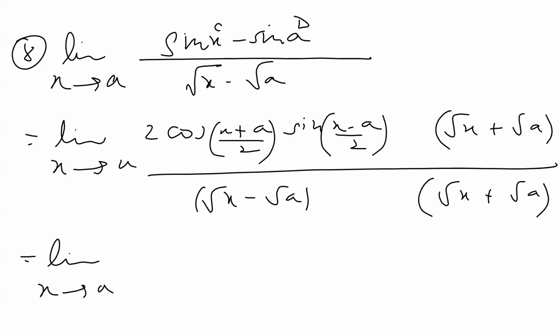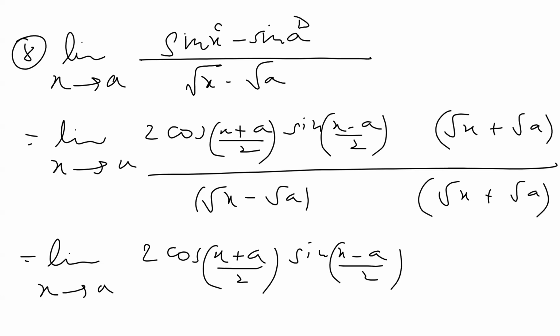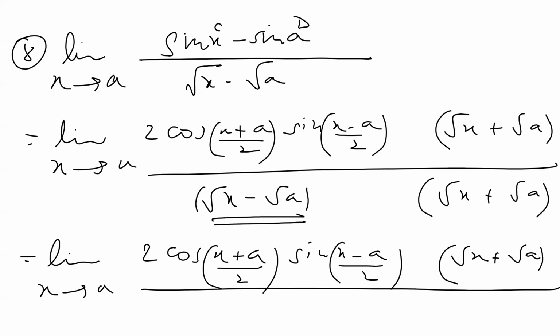Limit x approaching a, 2 cos((x plus a)/2) sin((x minus a)/2) upon (root x plus root a) into (x minus a).